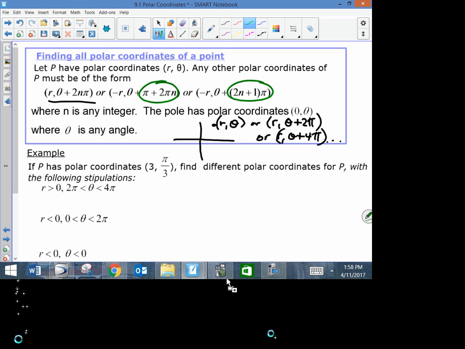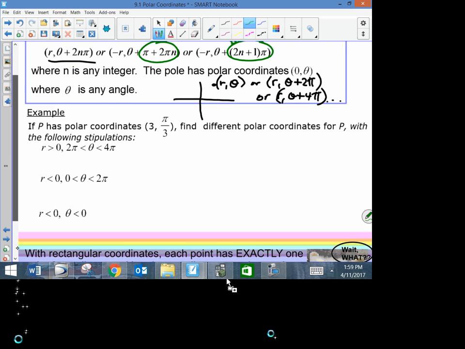Okay? And 2n, sorry. Pi times 1 plus 2n. That's what that means. So it's just algebra. Okay? All right, n is any integer, so we can go in the negative direction, we can go in the positive direction.